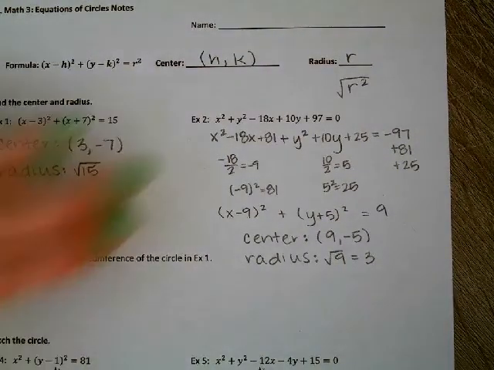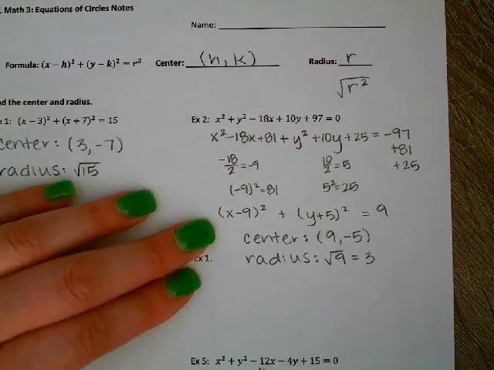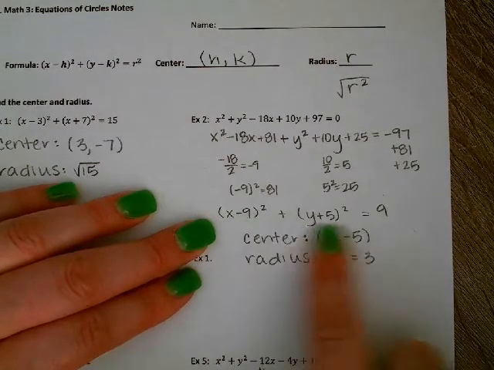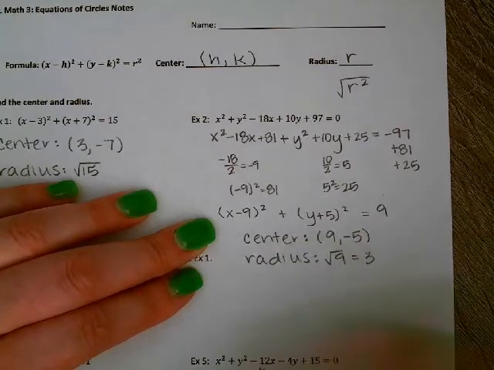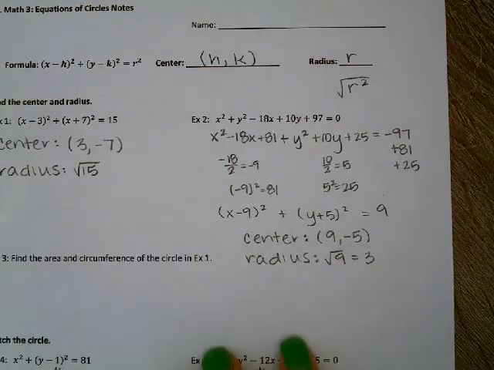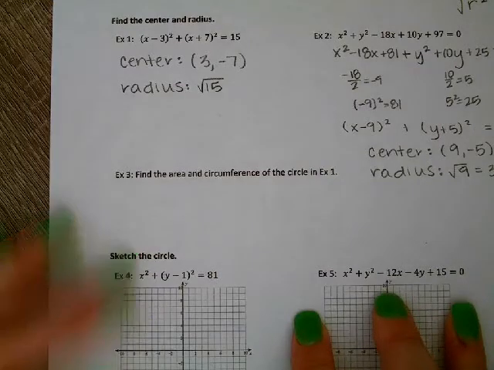Okay, so this is the most complicated part of what we're learning on these notes, which is just doing the completing the square process so that we can get it into the standard form. Once it is in the standard form, pretty easy to find the center and the radius. All right, next up on your notes, example 3 says look back at example 1 and find the area and the circumference of the circle.